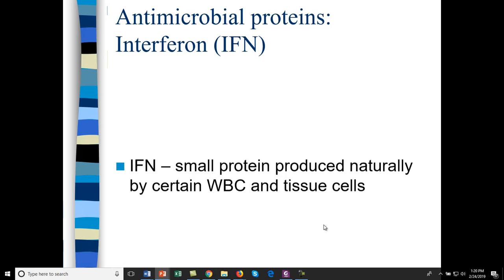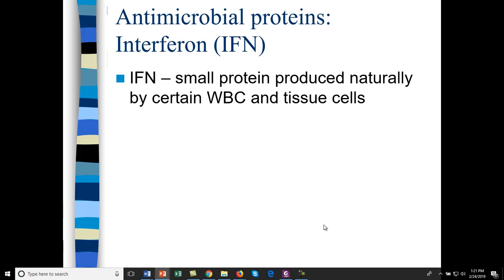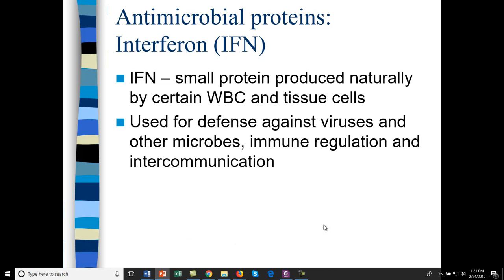Antimicrobial proteins, interferon, and this is a protein that you hear a lot about, therapeutic interferon, and therapeutic interferon is produced using biotechnology, and you have alpha, beta, and gamma interferons, and these are antimicrobial, and our body produces them naturally, so it's part of our body's second line of defense. Okay, this is used for viruses, can be used for other microbes, and it also allows for communication of immune cells.